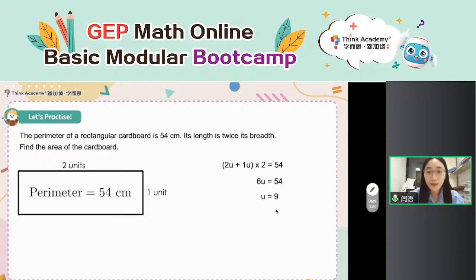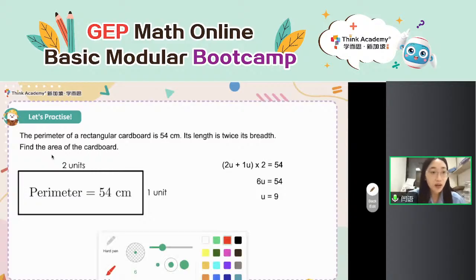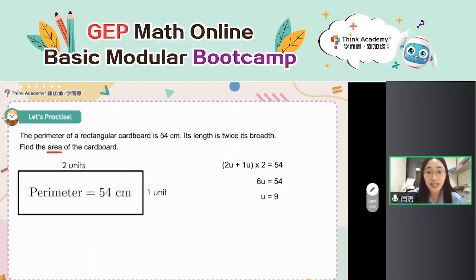So anyway, you will figure out the length of 1 unit. What is the 1 unit? 1 unit should be 9 centimeter. But can we say 9 is my final answer? Cannot. Why? Because the question is asking you what is the area. So what should I do? Which part is 9? 1 unit, that is the breadth. And following this, you need to figure out the length, right? In order to find the area, you must know the length and the breadth. So here, 9 and 18.